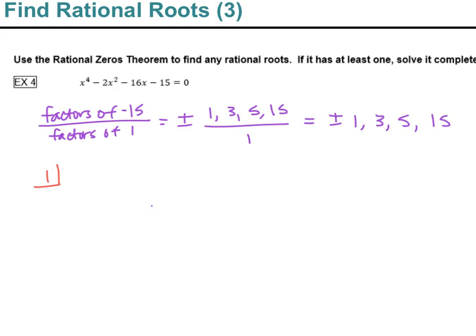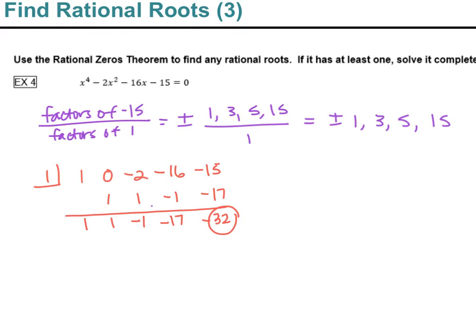We write our coefficients up here. The coefficient of x to the 4th is 1. Notice we're missing our x cubed, so we're going to do 0 for x cubed. We have a negative 2 for our x squared, then a negative 16 for our x, and a negative 15 for our constant. Then we do our synthetic division. We add down, and then we multiply. Add down, multiply, add down, multiply, add down, multiply, add down. We got a remainder, so it did not work. So we move on to the next one.